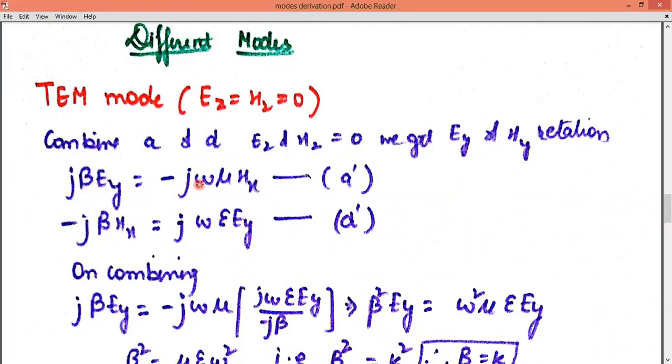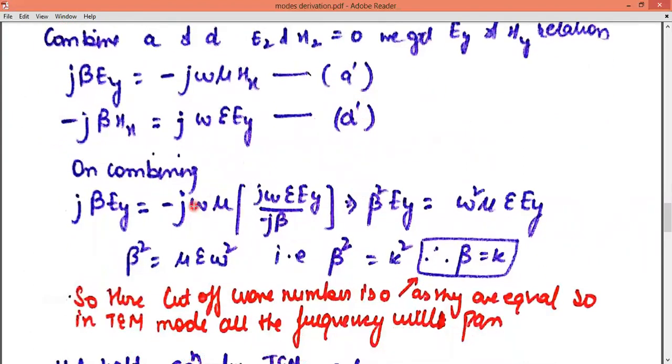jβEy equals minus jωμHx. We write this as A dash. In a similar way, this equation will become this. On combining these two equations, we get this equation. So ultimately we are getting β equals k. Here the cutoff wave number, as I told you, is 0. As both are equal in TEM mode, all the frequencies will pass. All the frequencies will pass. You have to remember this.